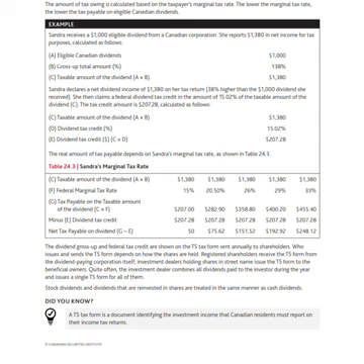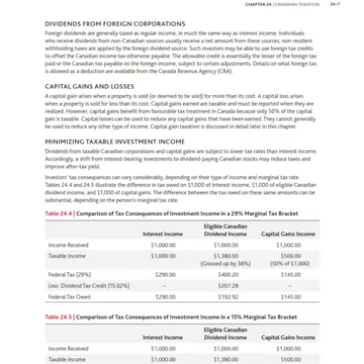their income tax returns? Dividends from foreign corporations. Foreign dividends are generally taxed as regular income, in much the same way as interest income. Individuals who receive dividends from non-Canadian sources usually receive a net amount from these sources. Non-resident withholding taxes are applied by the foreign dividend source. Such investors may be able to use a foreign tax credit to offset the Canadian income tax otherwise payable. The allowable credit is essentially the lesser of the foreign tax paid or the Canadian tax payable on the foreign income, subject to certain adjustments. Details on what foreign tax is allowed as a deduction are available from the Canada Revenue Agency, or CRA.